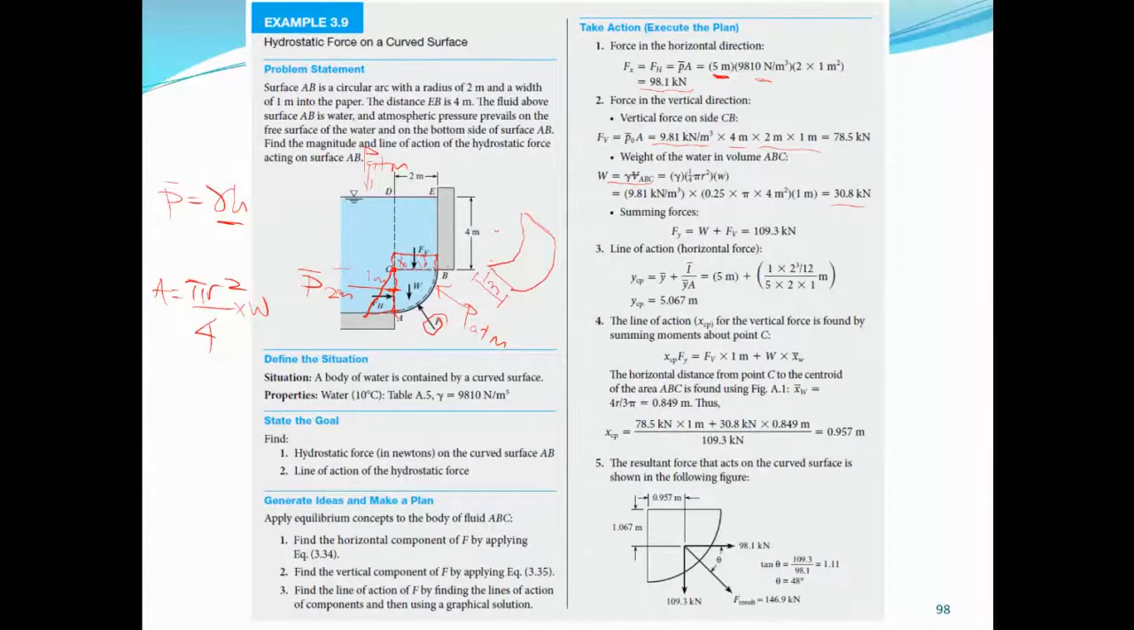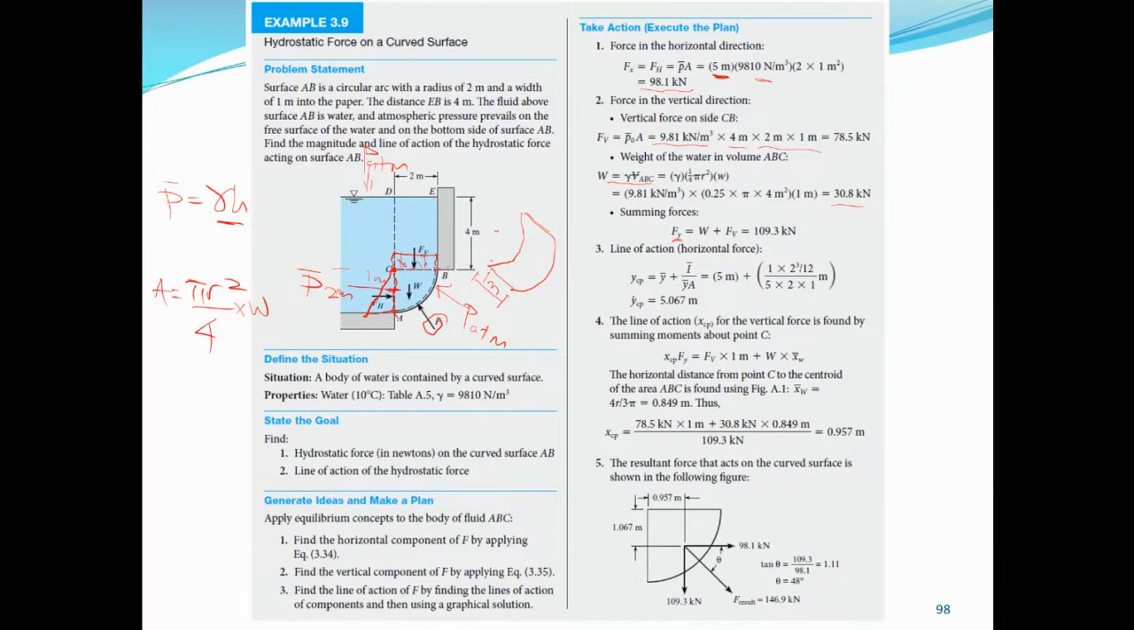Then, having obtained all the forces FH, FV, and W, the rest is the application of the equilibrium equation. So summing the vertical components, we have Fy plus W, which forms the vertical component of the force, and then the line of action of the center of pressure.